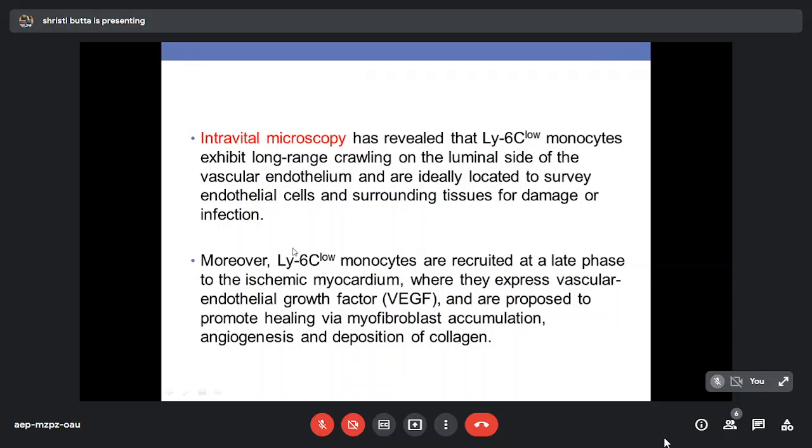It must also be noted that LY6C low monocytes are recruited at a late phase to the ischemic myocardium, where they express VEGF and are proposed to promote healing via myofibroblast accumulation. So that is interesting, right? Because they even express VEGF, which is an angiogenic factor, and also promote myofibroblast accumulation, angiogenesis with fibroblast accumulation. So that is what is happening in the ischemic myocardium, and that is being assisted by these patrolling monocytes.